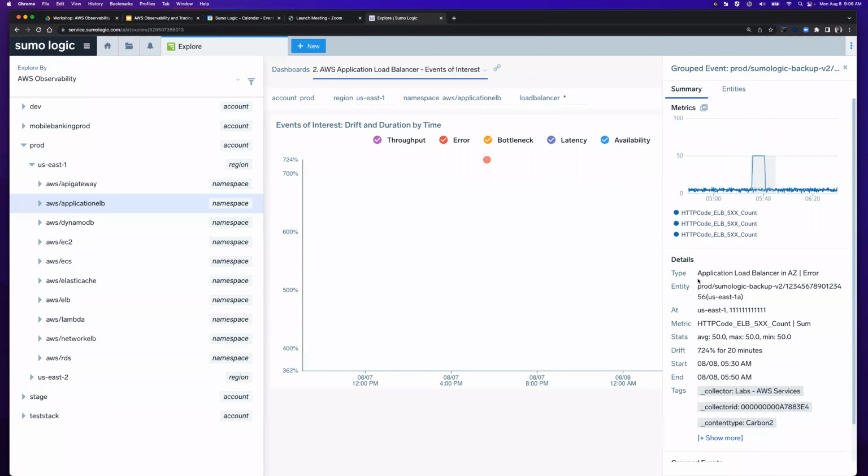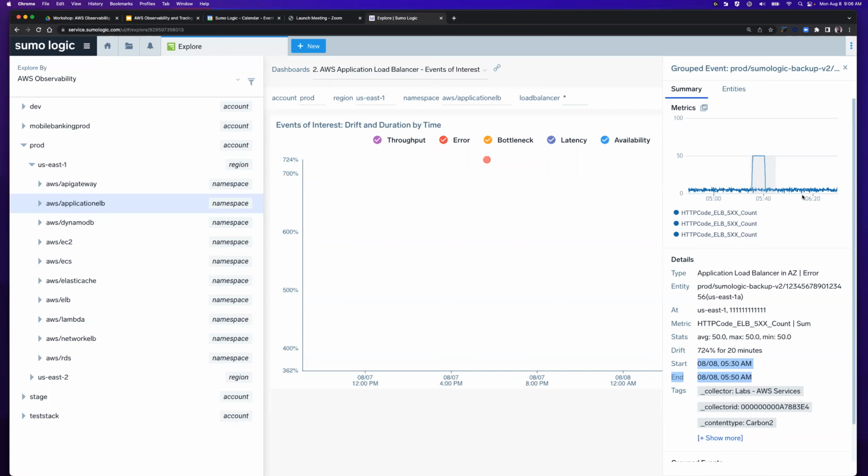So we start to see it's the application load balancer. It's associated with this entity. We'll talk about entities later. It's related to this metric. Here's the drift, here's that deviation or standard deviation from the norm. And the duration, so for 20 minutes, from 5:30 to 5:50, it was high. It was abnormal. It was weird. And so this is what this is showing us.